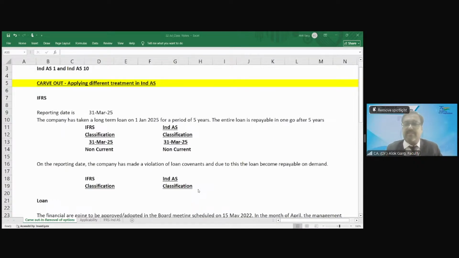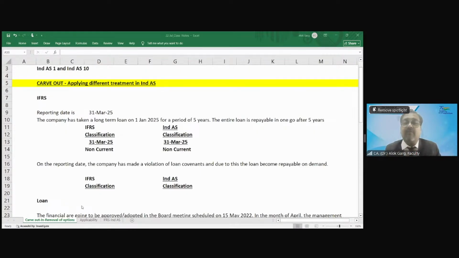So friends, when you take a loan, the bank asks for your financial statements, debtor statement, creditor statement. So there are so many conditions of the loan. This company has violated some terms and conditions, and that is why this loan became repayable on demand on the reporting date. The basic feature of this loan was that it was a long-term liability, a non-current loan. It was taken for 5 years, but due to this violation, this loan became repayable on demand on the balance sheet date.